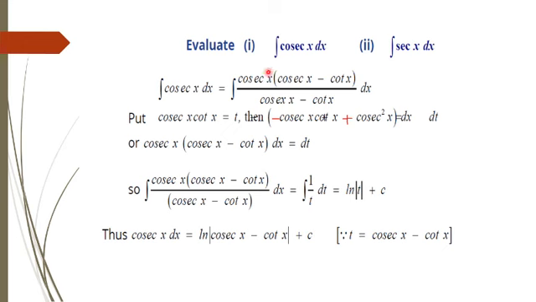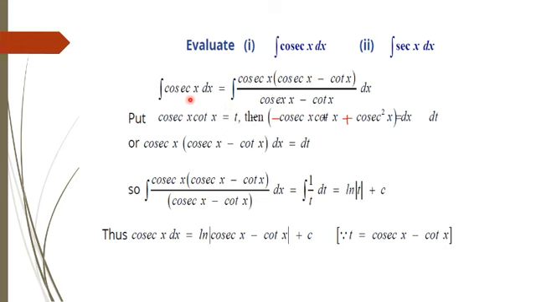Now, we know that the integration of cosecant x is natural log of cosecant x minus cot x. Here is the proof: proof of integration of cosecant x and integration of secant x.